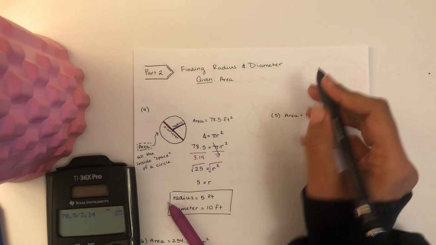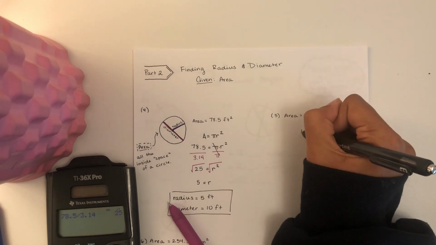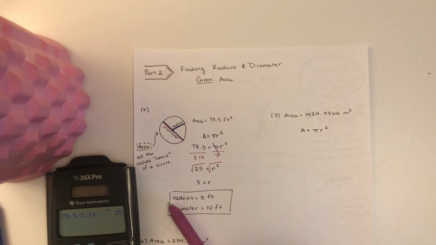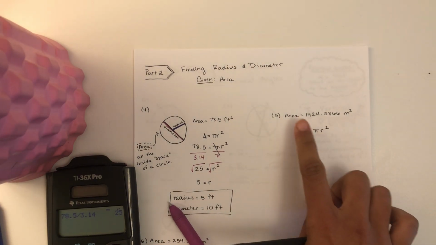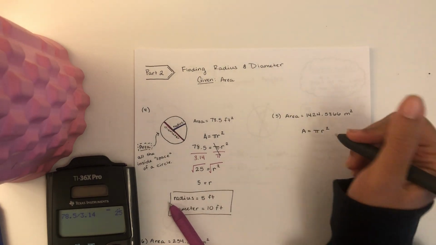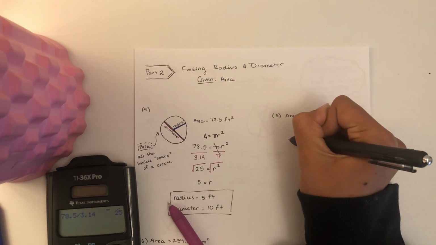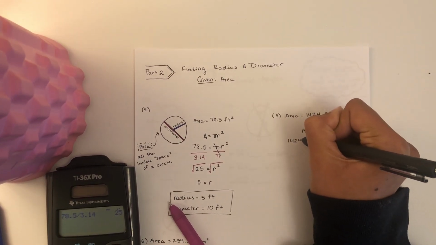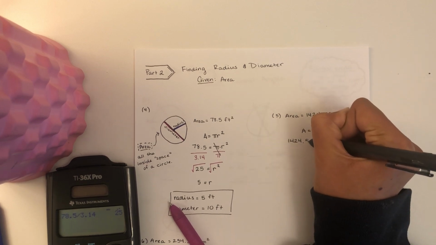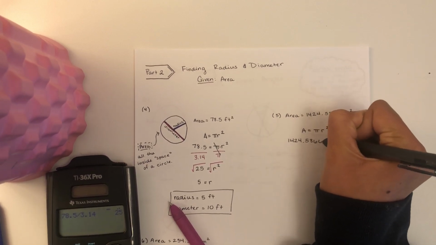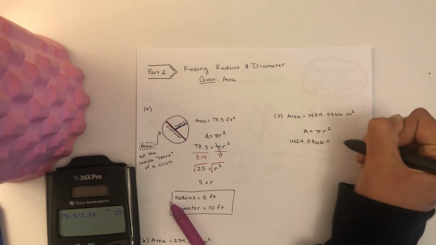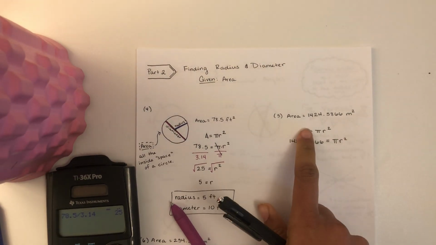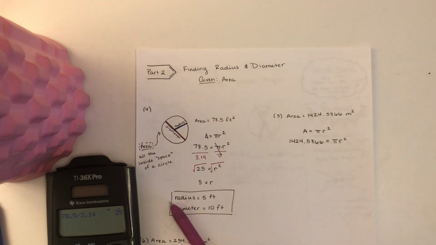All right, now same thing. You're given the area. Pull out that area formula. Instead of writing area, we use what they gave us, and it's this kind of long number, but not really. 1,424.5866. And it still equals pi r squared. All I did was replace area with what they gave us.